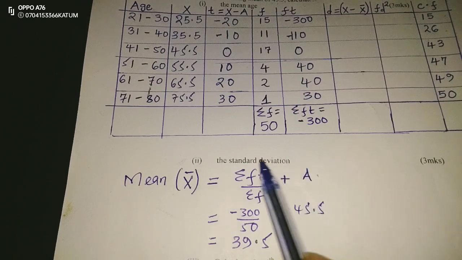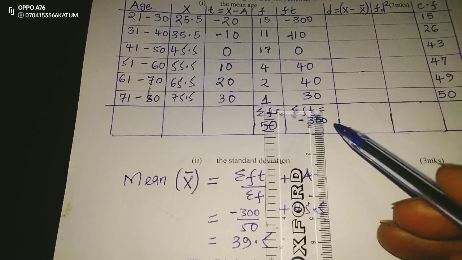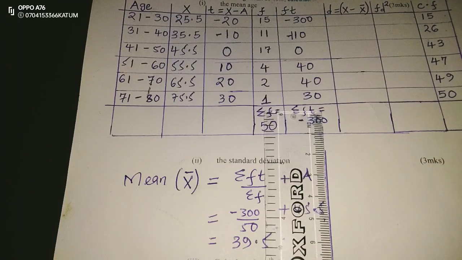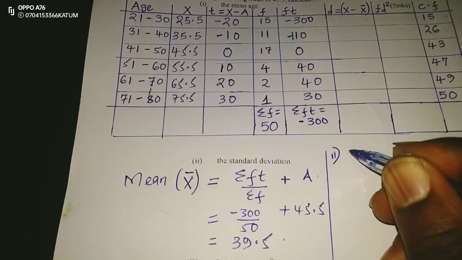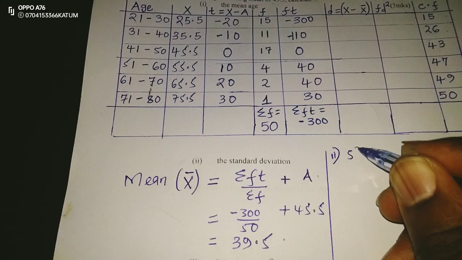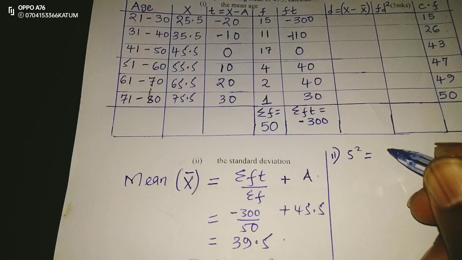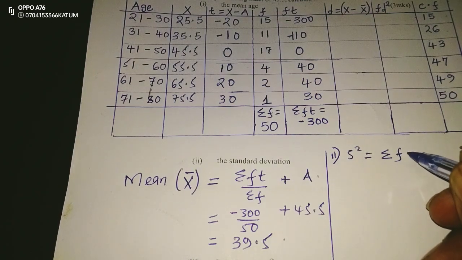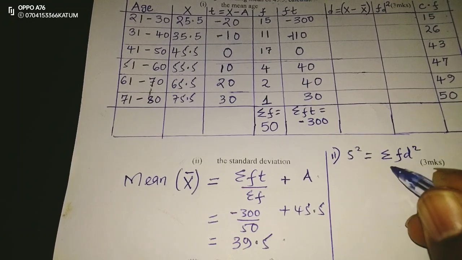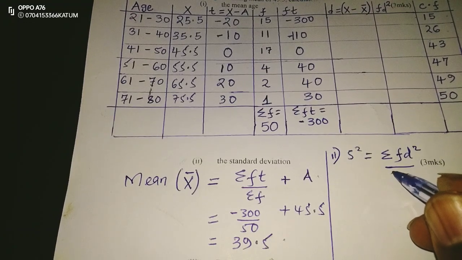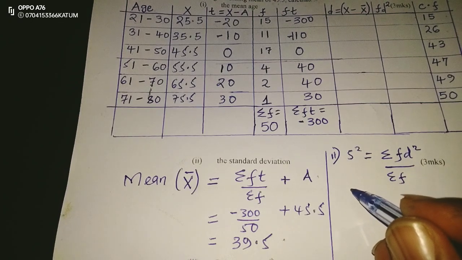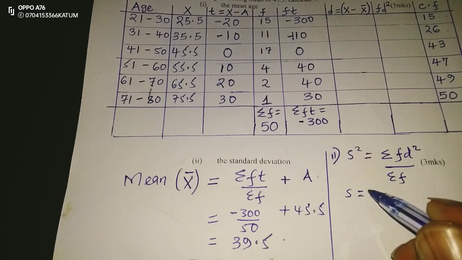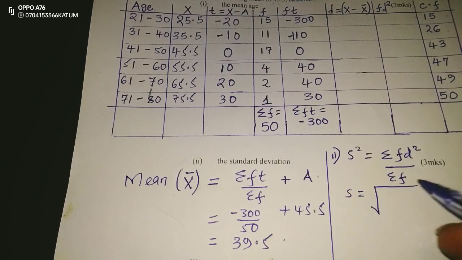39.5. Then the next thing is to calculate the standard deviation. So what we're going to do first, before the standard deviation in Roman 2, we're going to get the variance, which will be given by the average of fd squared. Then after this, we get the standard deviation, which is the square root of the variance.